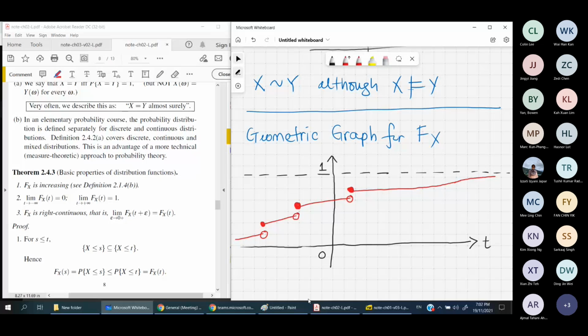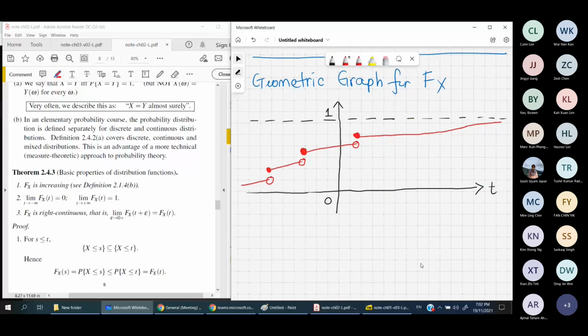So this graph can illustrate these three properties for the distribution functions. First of all, increasing, it must be going up like that. Next, when you go to this side, you will approach the x-axis. Here it will go to 1, and it is right continuous.